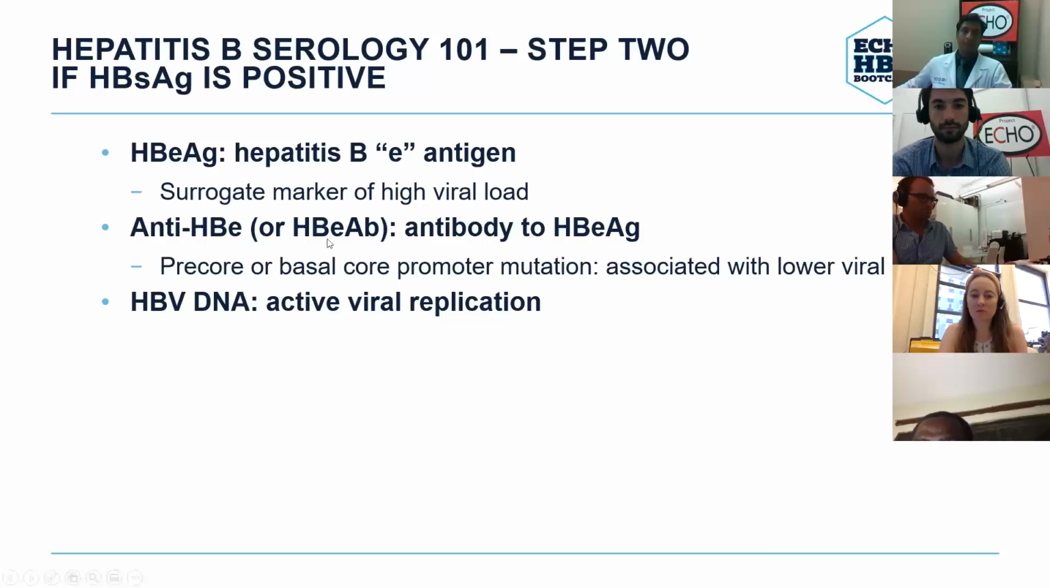Then there is another test called the hepatitis B envelope antibody, or the antibody to the E antigen. Now, this can be positive, and the patient can still have chronic hepatitis B, okay? This does not mean that the patient is immune. So this can happen in patients who do not have the wild type virus.